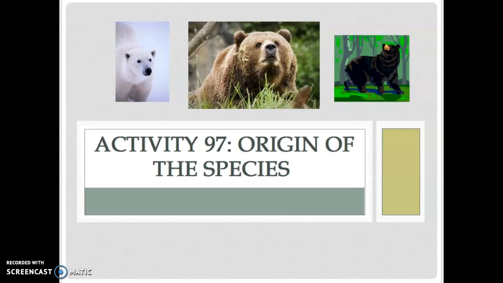But how does that happen? A polar bear cannot successfully cross with the other bears, meaning they can't have offspring because they are considered different species. So we're going to get into that, what it means to be a different species.